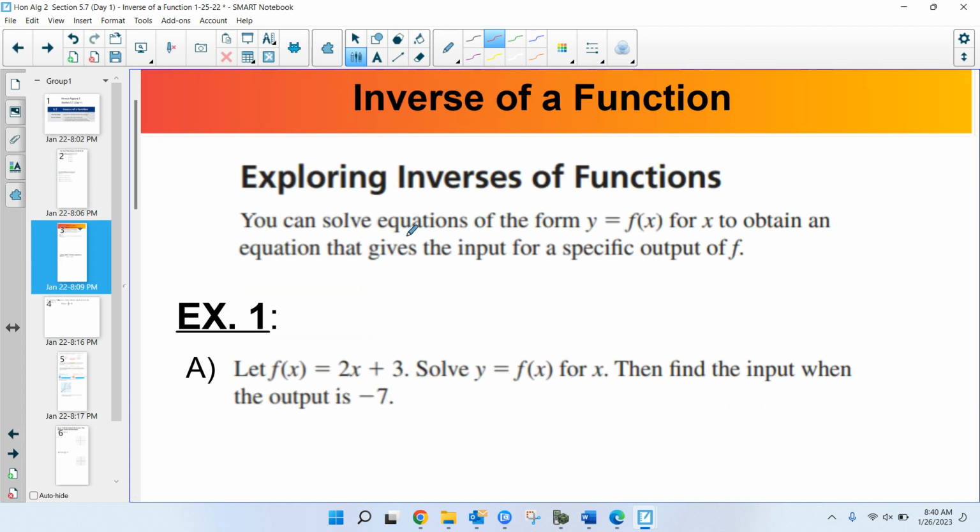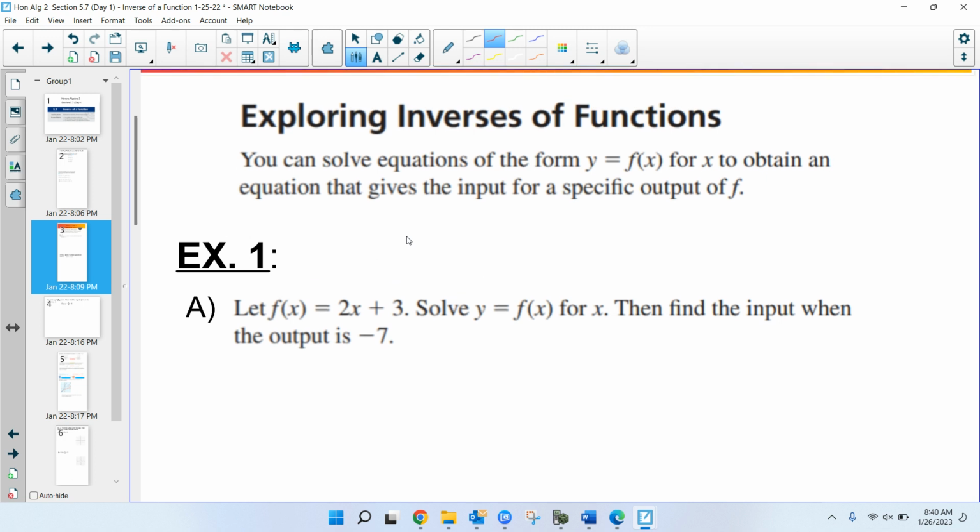So we'll get into it today. They like to introduce it in a little bit different way, which I'm on the fence about. We'll see how you guys feel about it. You can solve equations for x to obtain an equation that gives the input for a specific output. Here's what they're asking us to do. Let's read the directions. And we're only dealing with linear functions today. We need to get really good with this process with linear functions, because tomorrow we'll have nonlinear curves, all right?